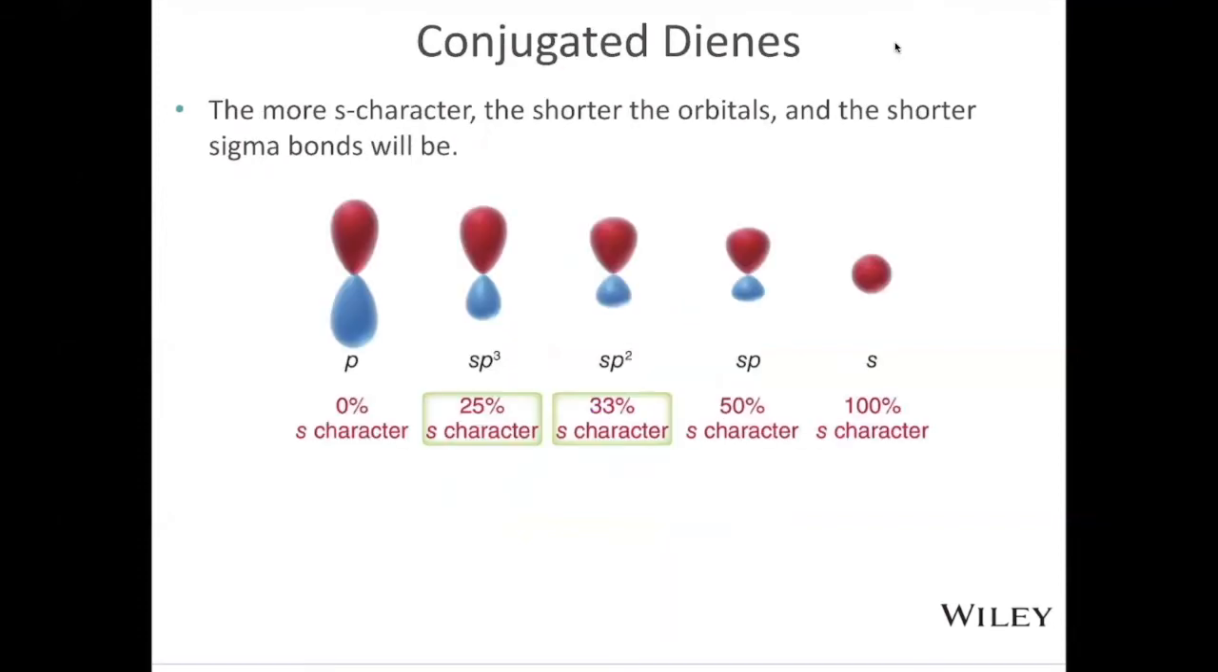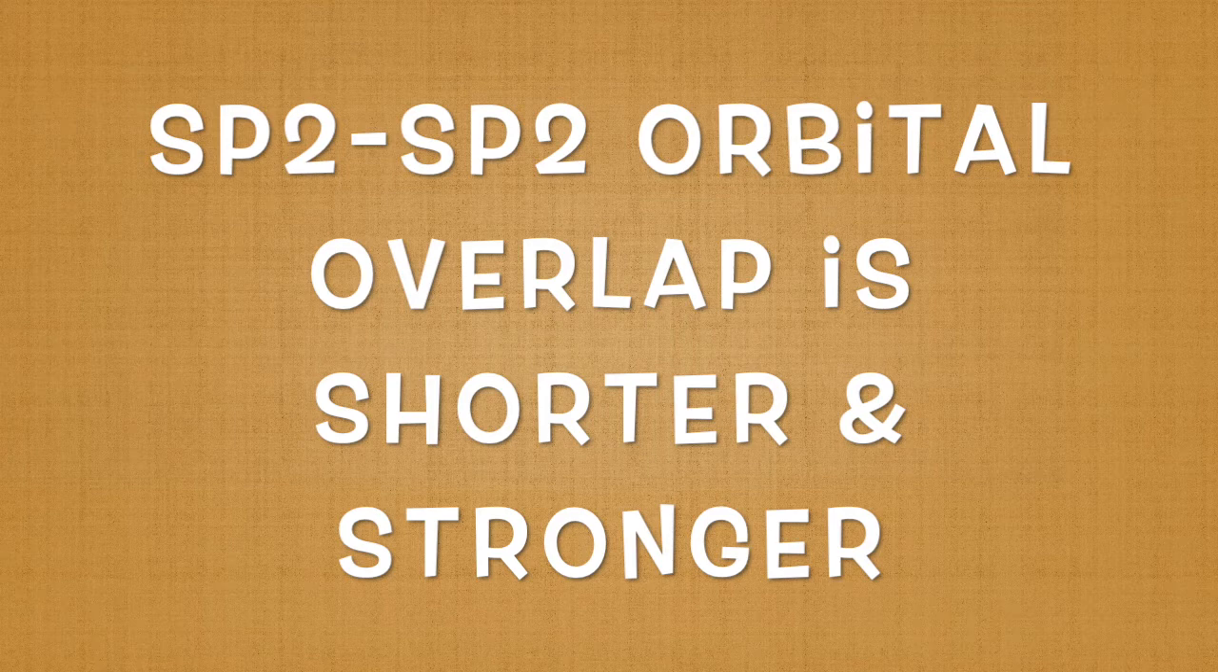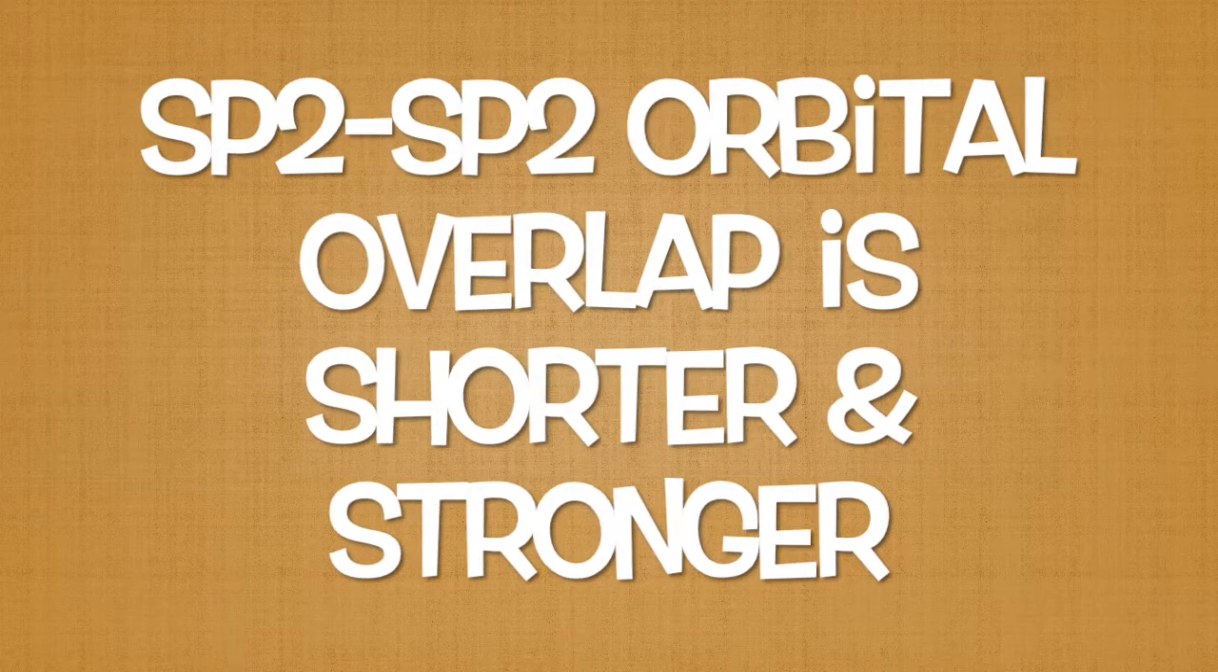From the acid-base chapter, the more s character we have, the shorter the orbitals and the shorter the sigma bonds will be. A p orbital has 0% s character, and sp3 is 25% s character, and sp2 is 33% s character, and sp is 50% s character. And of course, an s orbital is 100% s character. So the sp2 orbital overlap is going to be shorter and stronger than an sp3 orbital overlap.